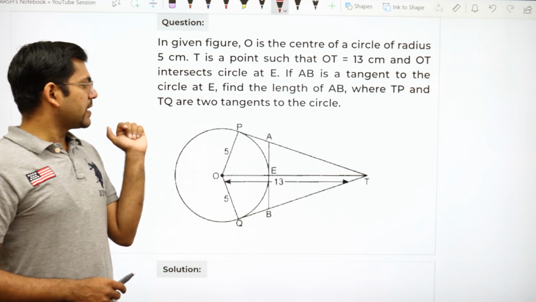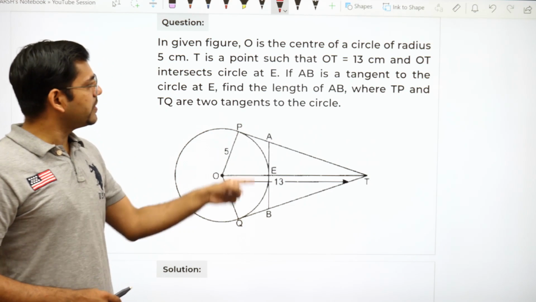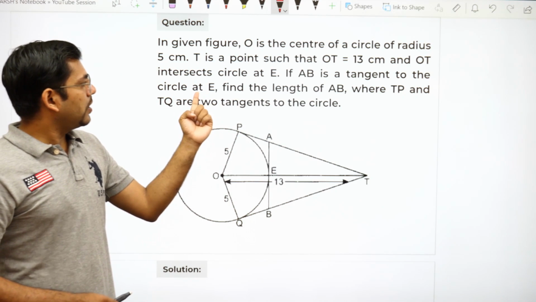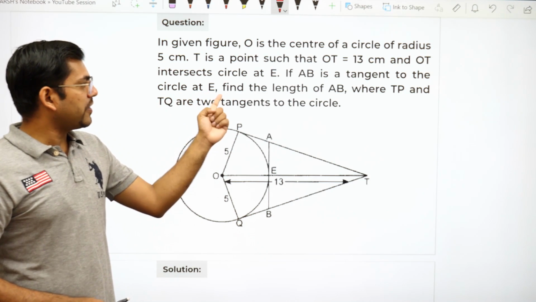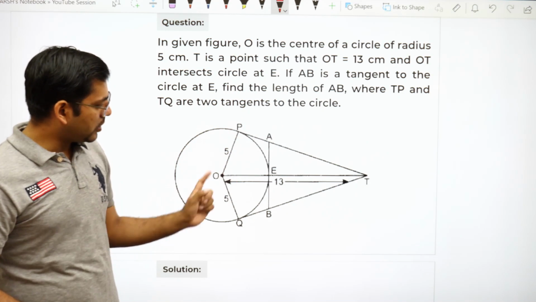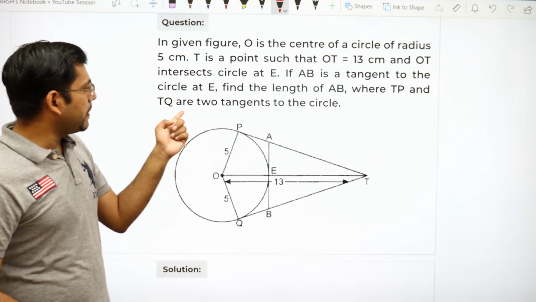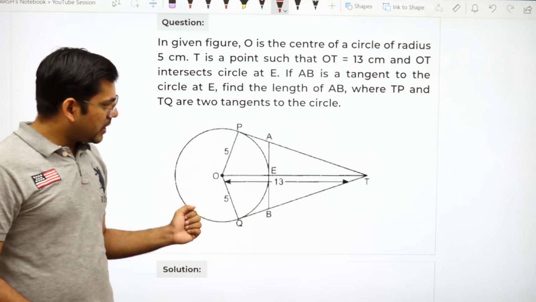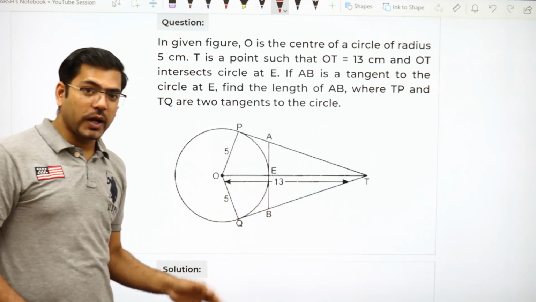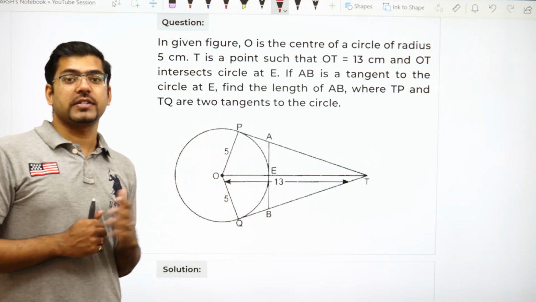AB is a tangent to the circle. AB is tangent to the circle at E. Find the length of AB, this length, where TP and TQ are two tangents to the circle. TP and TQ are the two tangents. Now, this is the question.